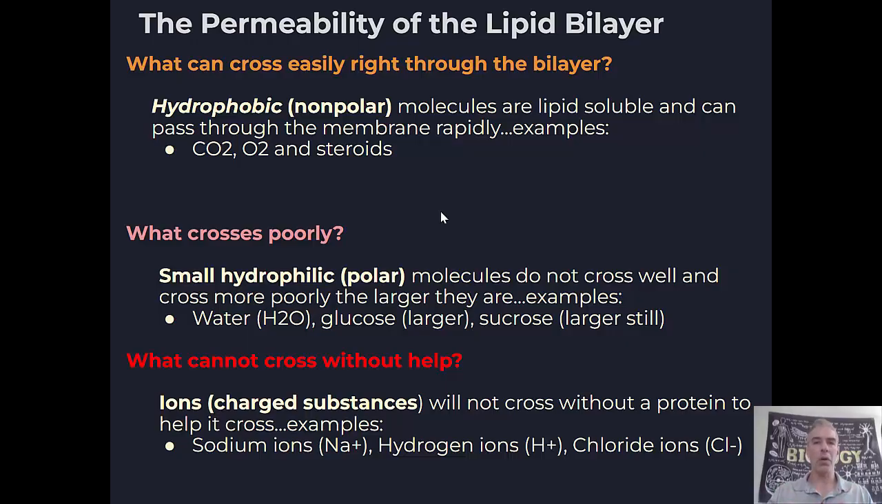Now we have to talk about the selectively permeable part of the membrane. So first off, easy things. What can cross easily through the membrane? Those would be the small hydrophobic molecules. Carbon dioxide is small and hydrophobic, oxygen gas is small and hydrophobic, and steroids are small and hydrophobic. CO2 and oxygen are super important because they're those vital gases that we take in if it's oxygen, and we breathe out CO2 as a waste product.